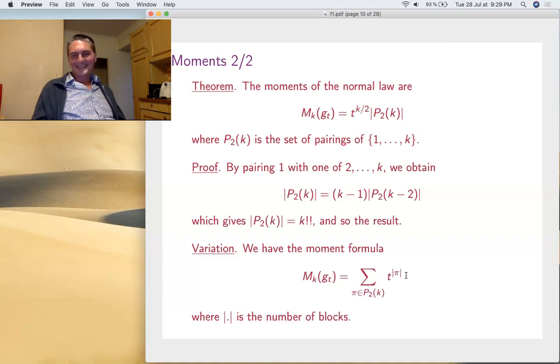But this is even better because we'll see later that it's related to cumulants and things like that. So that's the good moment formula. If you want to do advanced mathematics, that's what you need, this kind of thing. We'll get back to it later.